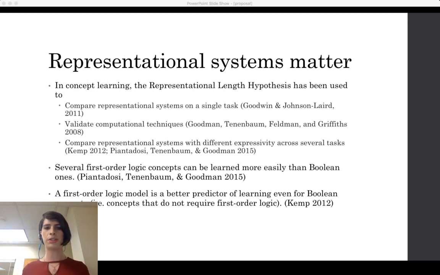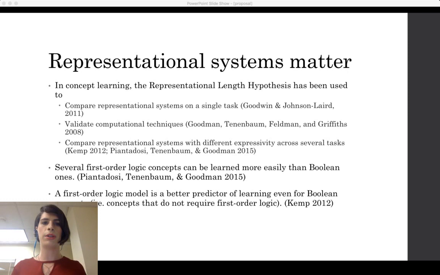In recent years, the representation linked hypothesis has been a common method for assessing different parts of models in the concept learning literature. But I want to really focus in on two recent results, especially as they contact expressivity. So Steve Piantadosi and colleagues found that concepts that require more expressive representations are also often learned more easily than concepts that do not. So first order logic is a great example. The assumption has typically been that first order logic is more complex, almost categorically, than Boolean logic, for instance. But they found several first order logic concepts that are learned quite easily.